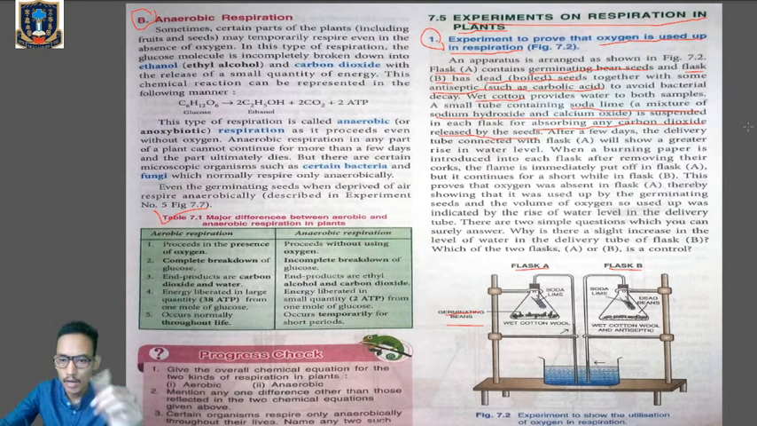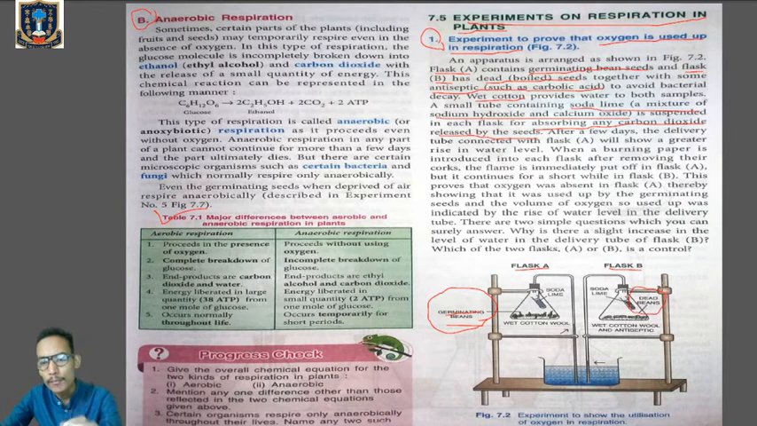So after the requirements we have to go to the procedure. How are we supposed to start the experiment? Take two flasks. We have to label them flask A and flask B. Clear? In flask A we will put germinating bean seeds. In flask B we will put dead or boiled bean seeds. So in flask A we put germinating bean seeds, and in flask B we are putting dead bean seeds.